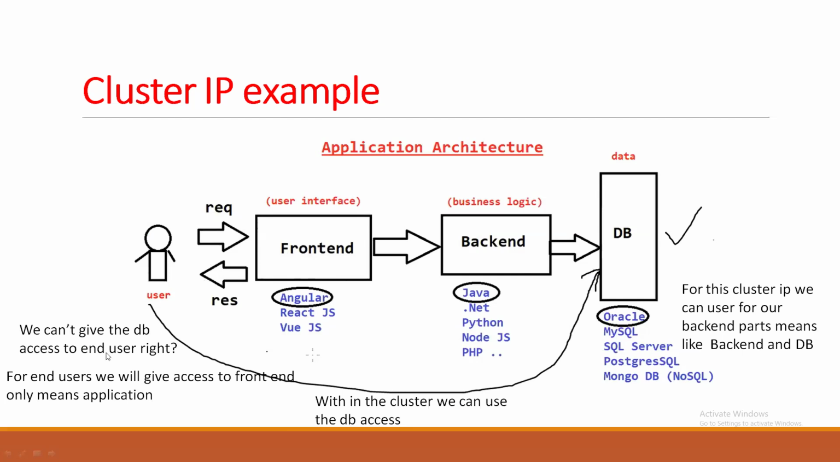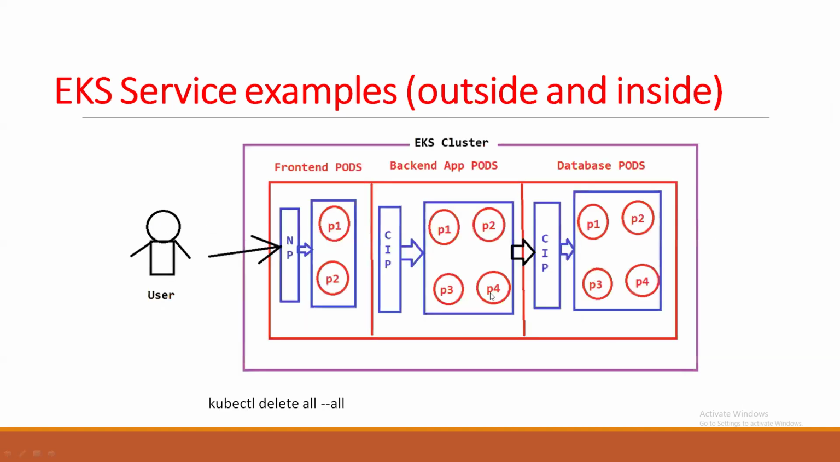We cannot give DB access to the end user, right? For end users, we give access to the front end only, which means the application. Within the cluster, we can use the DB access. So we use the cluster IP for our backend pods, like the backend and the DB. For outside access, we need a node port. Cluster IP can be accessed within the cluster only.